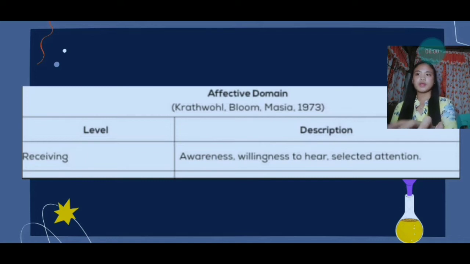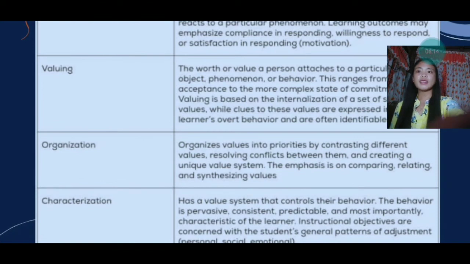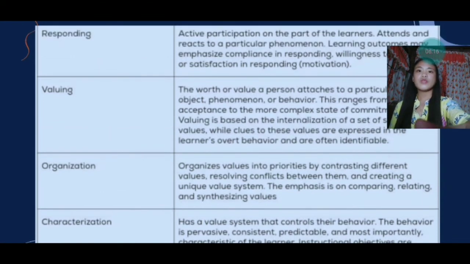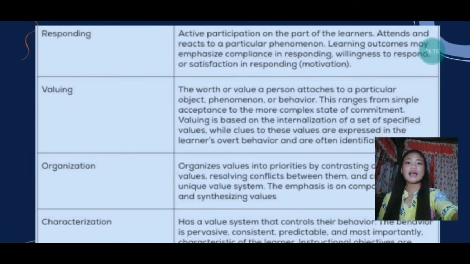Okay. 6th or 7th level. Am I wrong? The first level is receiving. It is awareness, willingness to hear, selected attention. Second level, responding. It is active participation on the part of the learners, attends and reacts to a particular phenomenon. Learning outcomes may emphasize compliance in responding, willingness to respond, or satisfaction in responding.